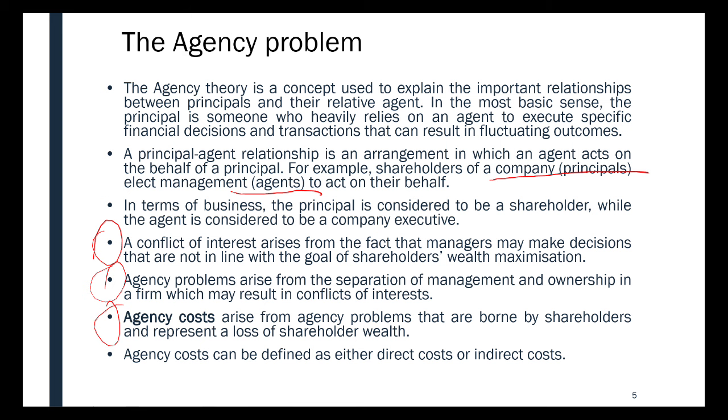Also, it causes agency costs, right? Because if the business now takes on debt and then suddenly it can't pay its debtors, it goes into liquidation. That's costs, right? All those are costs. Direct or indirect costs, right? Now we're going to discuss what's direct and indirect costs just now.